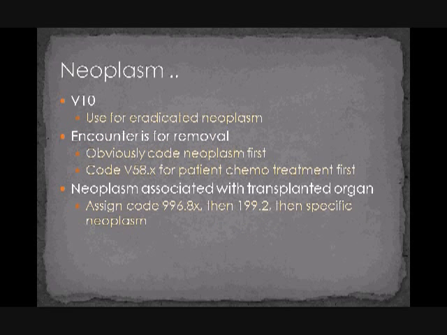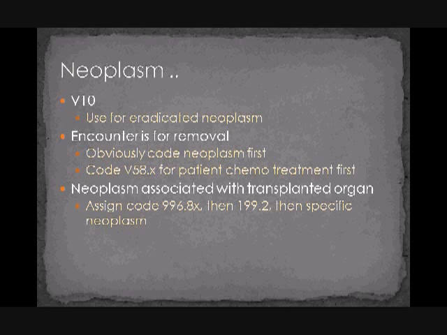Use of the V code for history. V10 is for a history of neoplasm, specifically personal history. You can only use this if the neoplasm itself is no longer existent. If the cancer is still there, you don't code it as a history of. You just code it as primary.